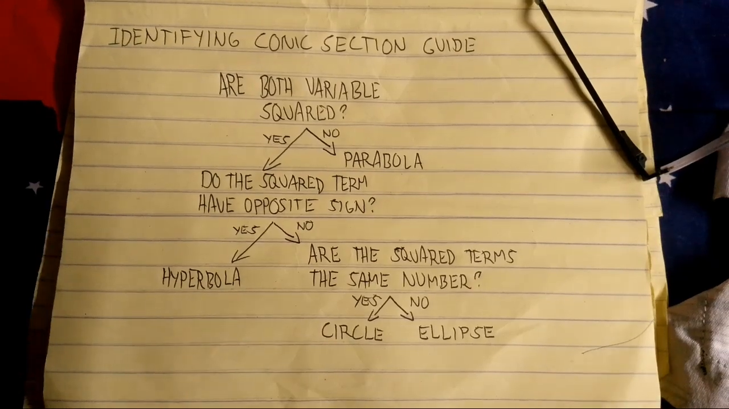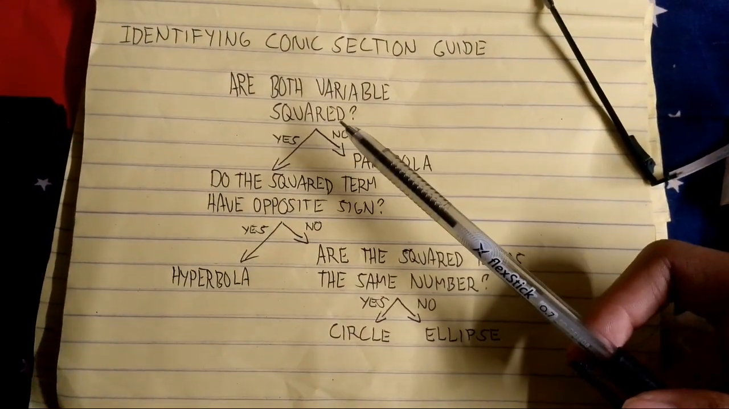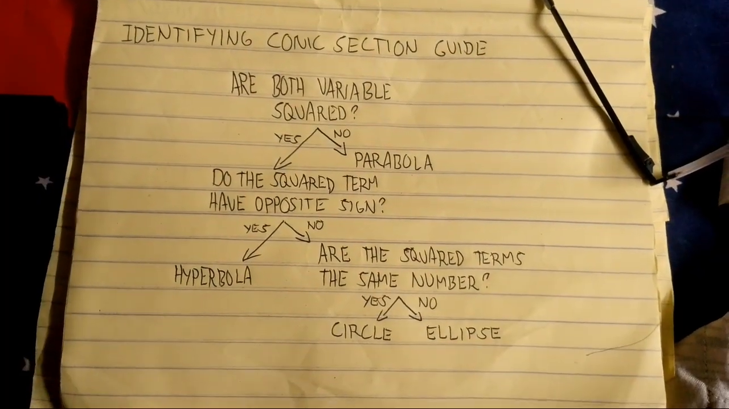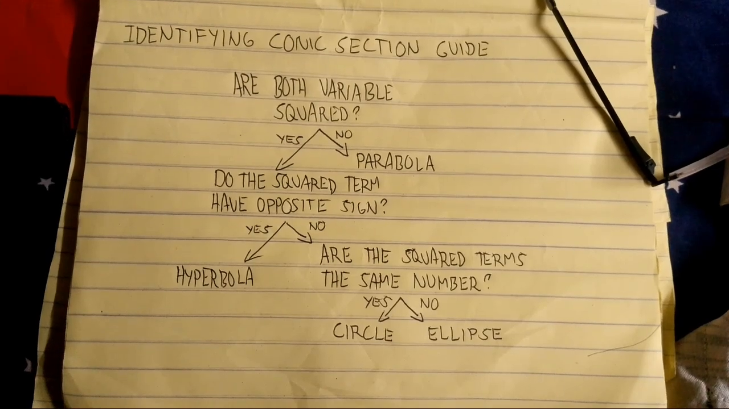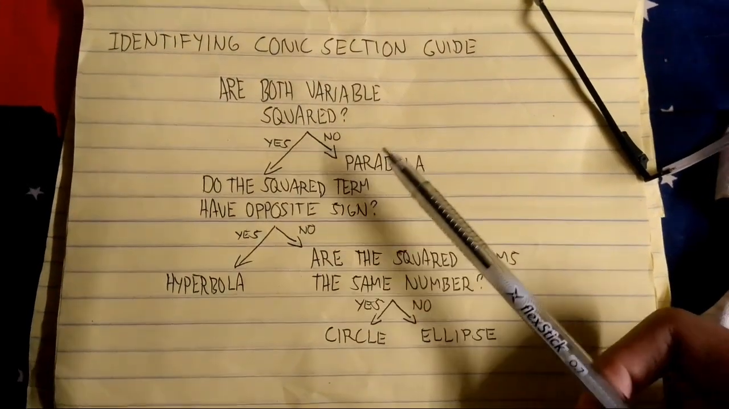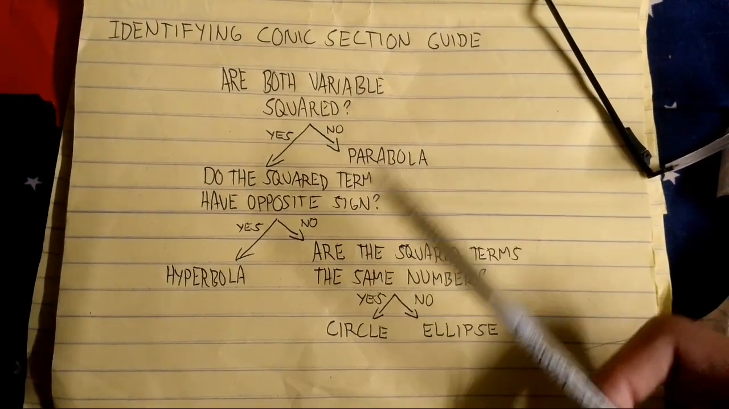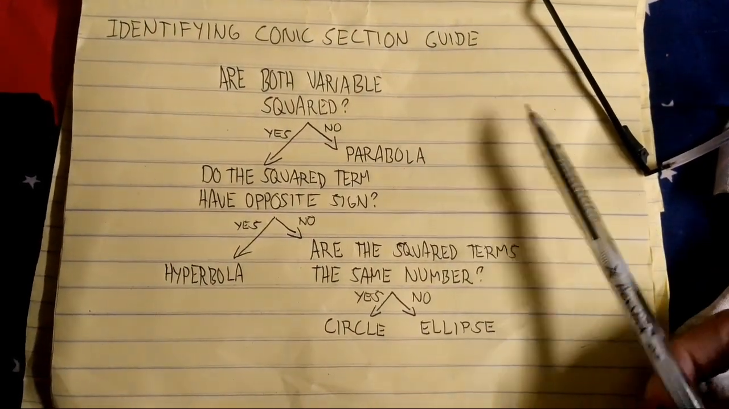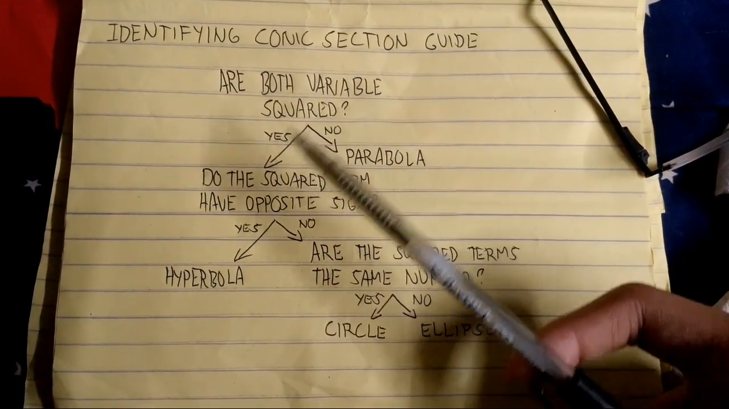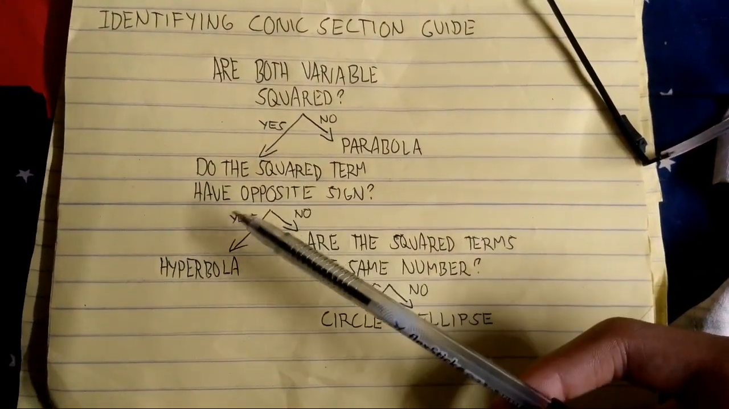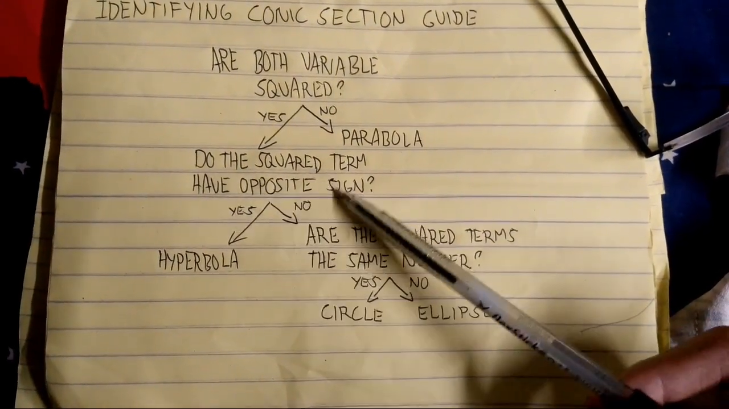The first question to be answered is, are both variables squared? When you see the equation and you only find one variable that is squared, then it is automatically a parabola. And if the variables are x and y, if both x and y are squared, then you should proceed to the next question. And the next question is, do the squared terms have opposite signs?